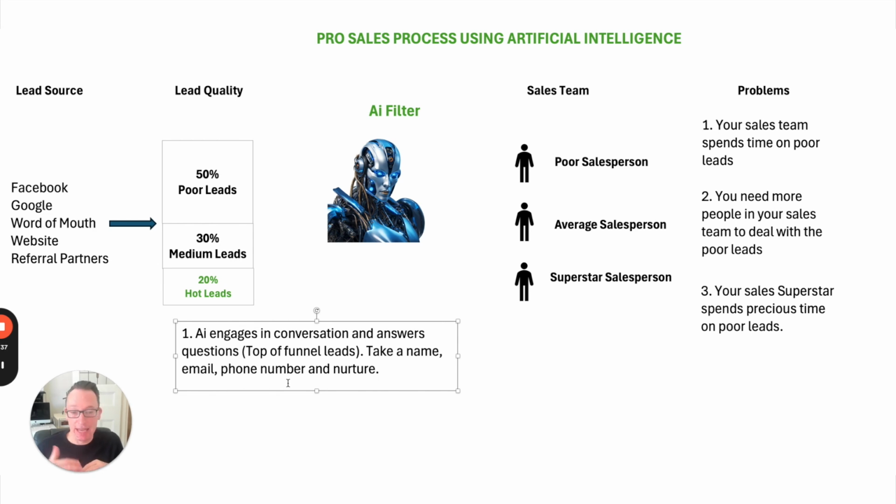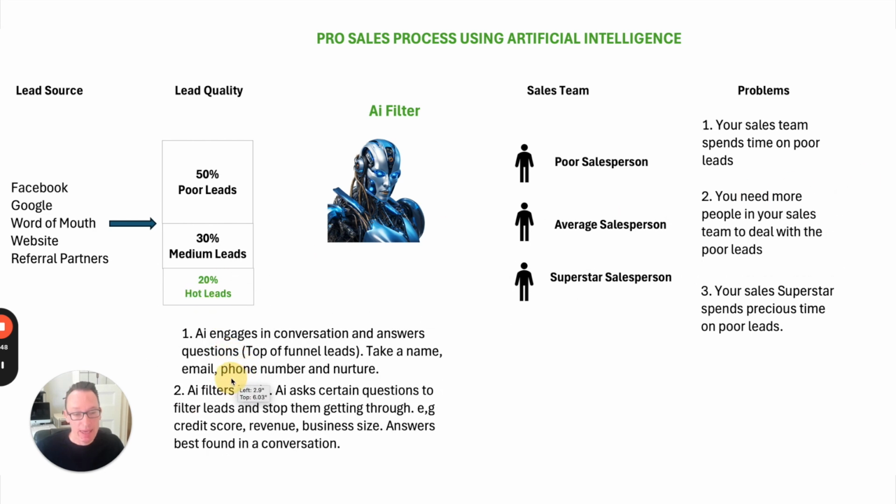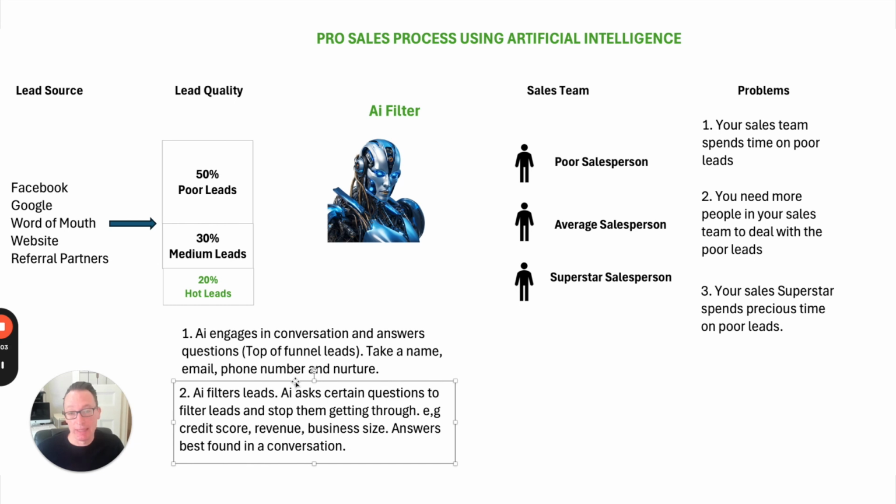They can also take a name, email, and phone number and put them into a nurture sequence for when they're ready to take the next step. The second way that AI can filter leads is to ask certain questions to stop them getting through. For example, in the lending business, you often get people who ask for a loan, but their credit score is quite poor. You can get the AI to have a conversation with them and conversationally bring out what their credit score is. And if their credit score is poor, you can filter them appropriately.